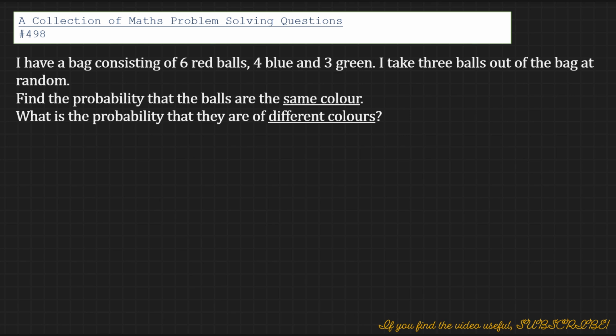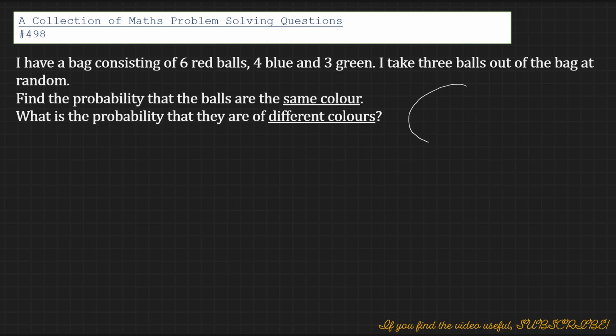I have a bag consisting of 6 red balls, 4 blue and 3 green. I take 3 balls out of the bag at random. Find the probability that the balls are the same color and what is the probability they are of different colors.